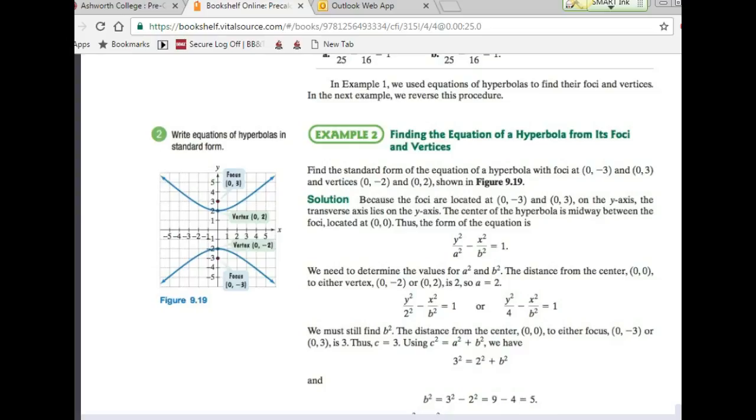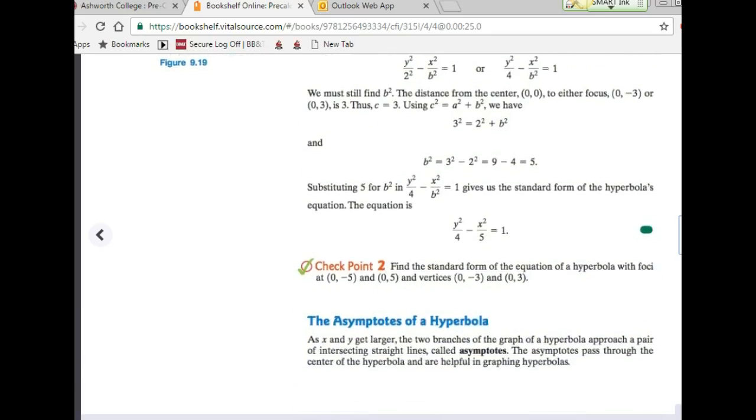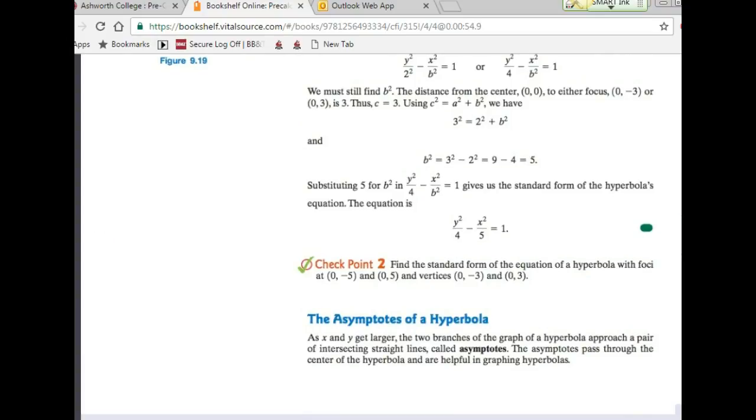Okay? So if b squared is equal to 5, let me scroll down here a little bit so you can see a little more. If b squared is equal to 5, remember it's going to go right here. So b squared is 5. All I'm going to do is put a 5 right there, which is what they did. And so we come up with the equation: y squared over 4 minus x squared over 5 equals 1.